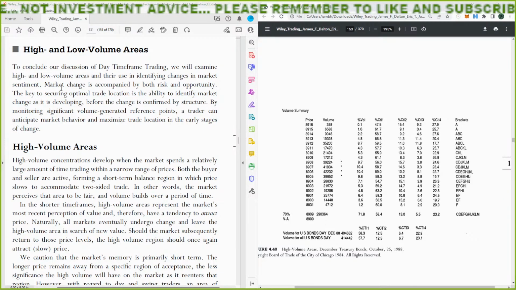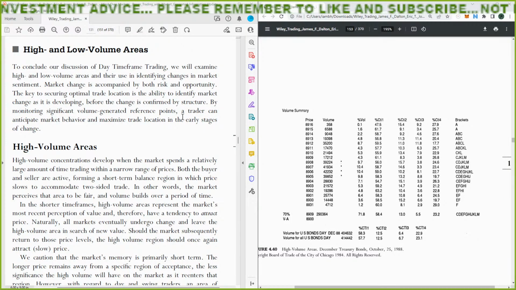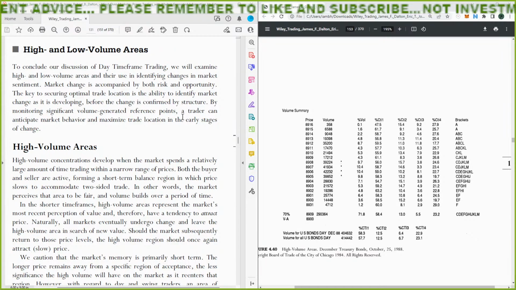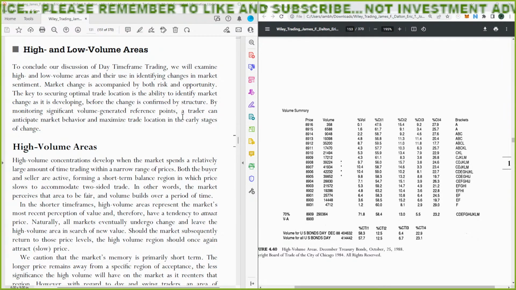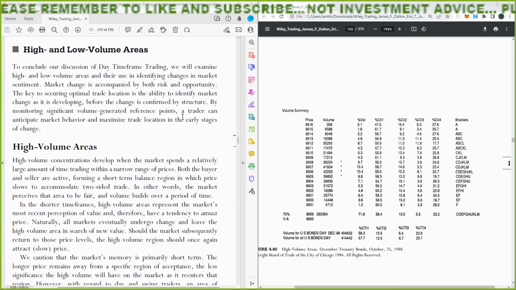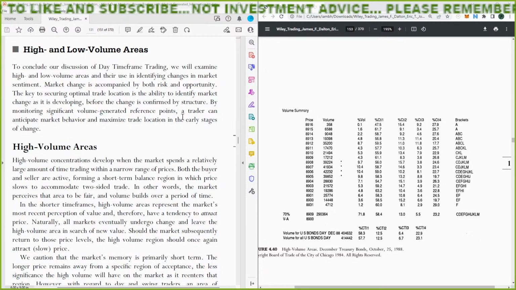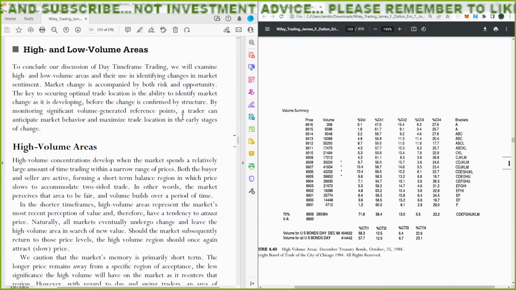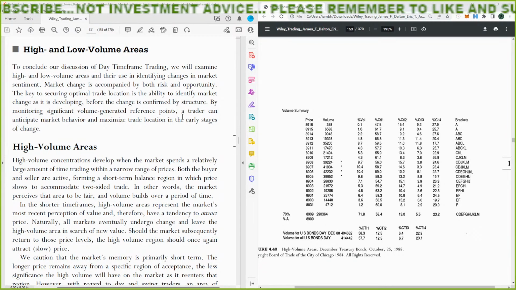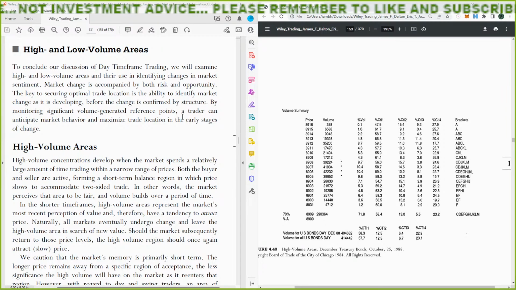Off yesterday. High and low volume areas. To conclude our discussion of day time frame trading, we will examine high and low volume areas and their use in identifying changes in the market sentiment. Market change is accompanied by both risk and opportunity.